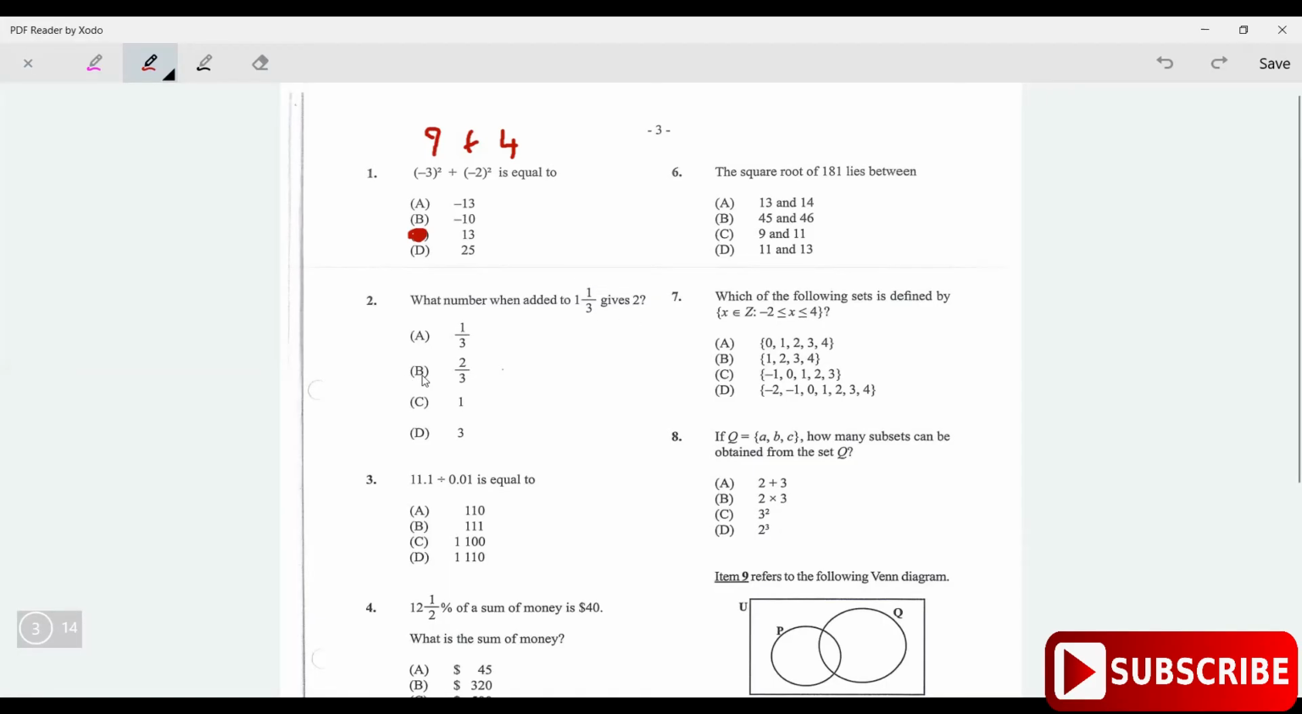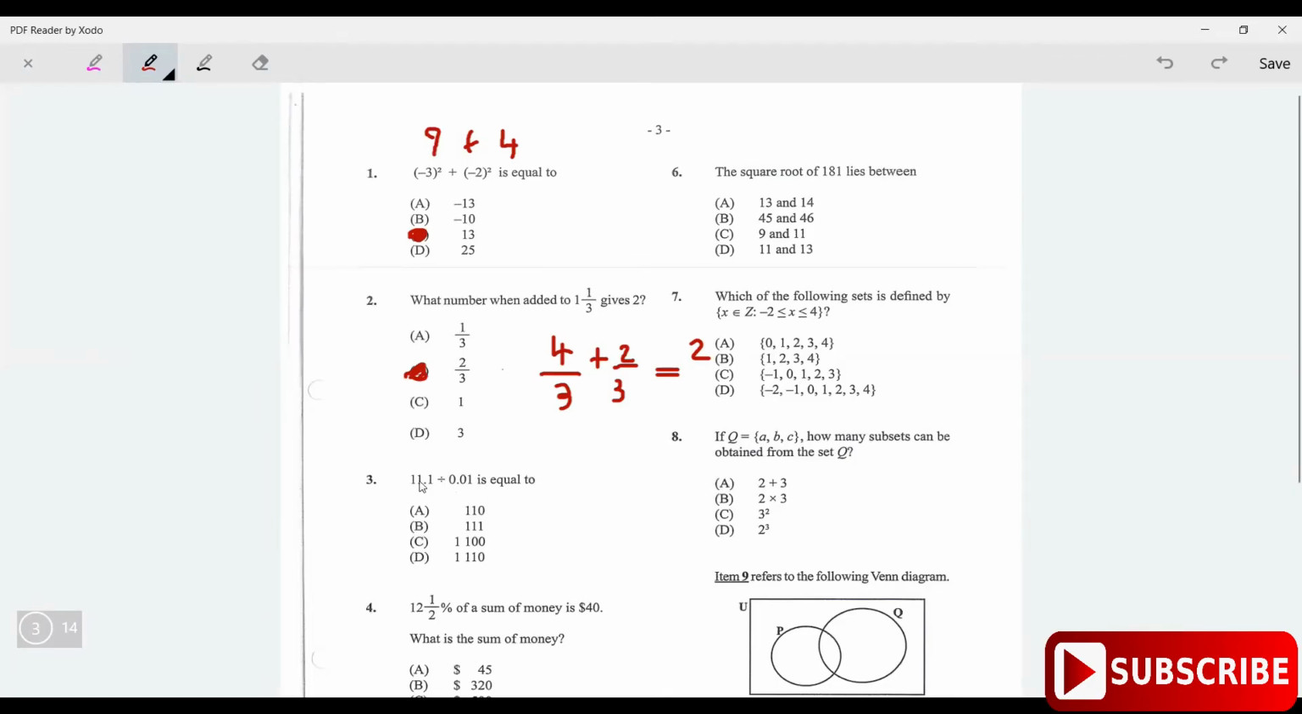That is 2 over 3. All right, 1 and 1 over 3 plus 2 over 3 give you 2. Because remember, 1 and 1 over 3 is 4 over 3. 4 over 3 plus 2 over 3, that's going to give you 2. That's option B. It says, what is 11.1 divided by 0.01?